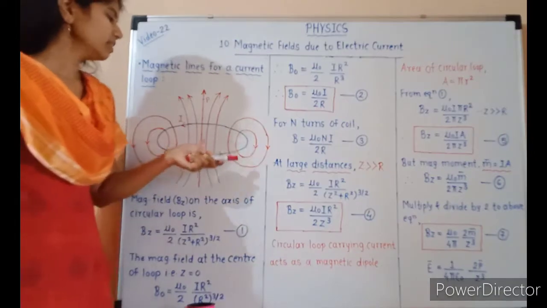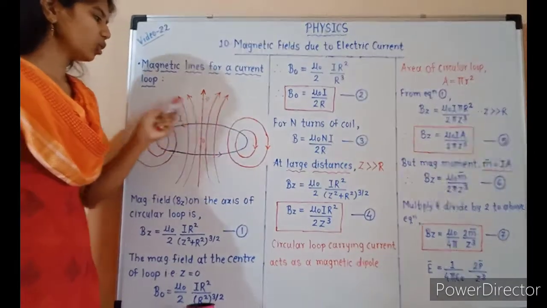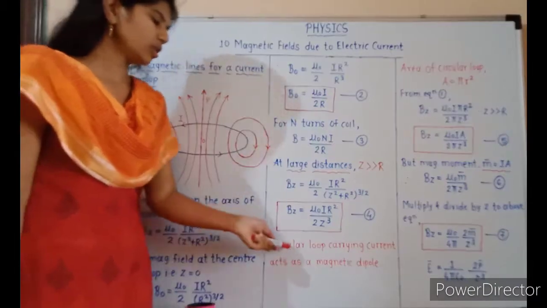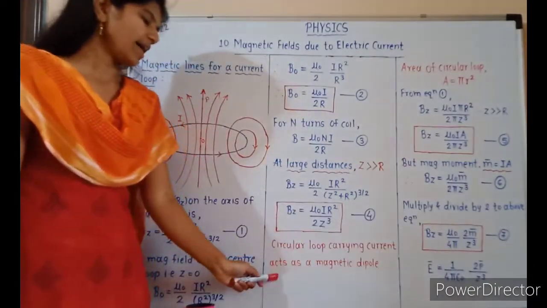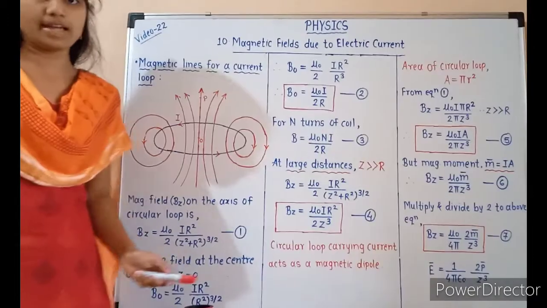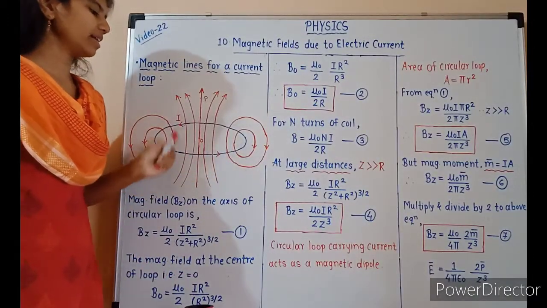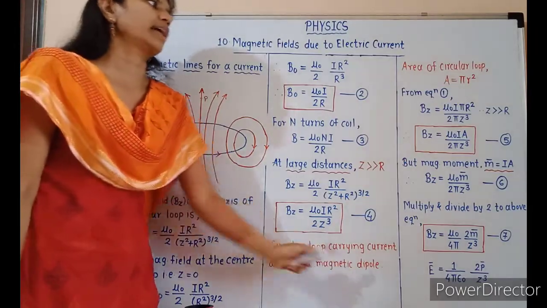As the upper part acts as a north pole and the lower part acts as a south pole, this circular loop carrying current acts as a magnetic dipole.